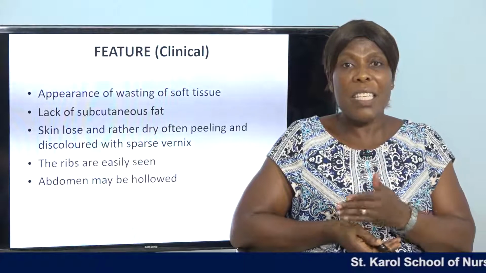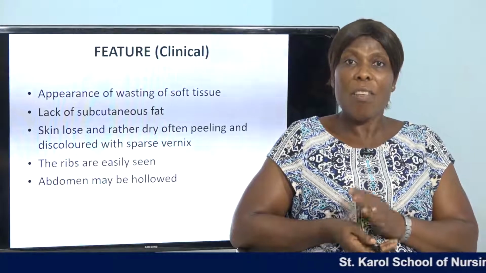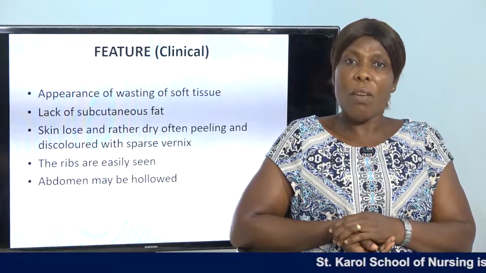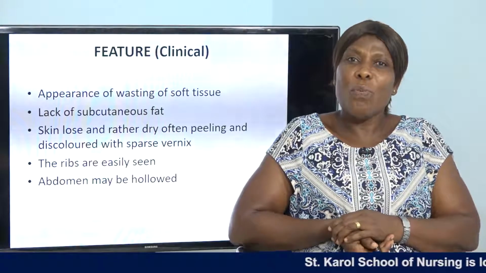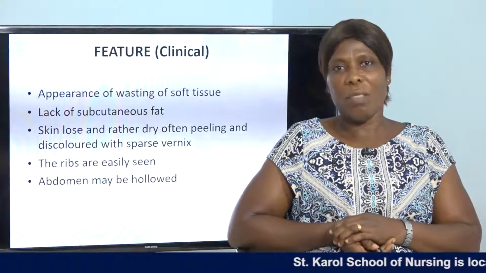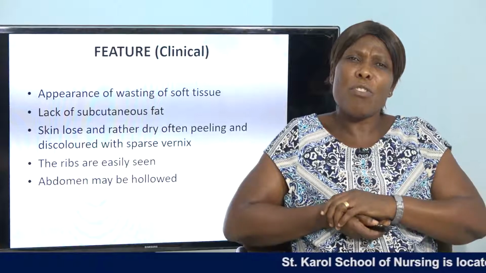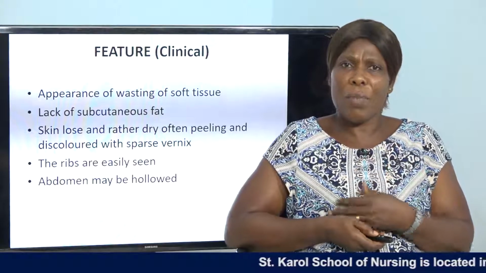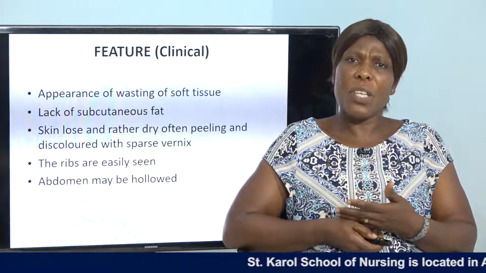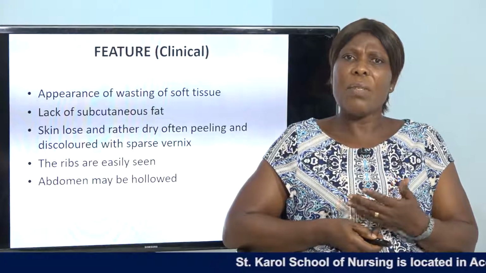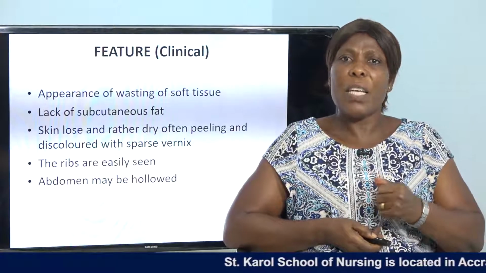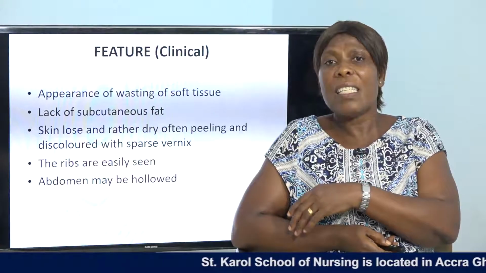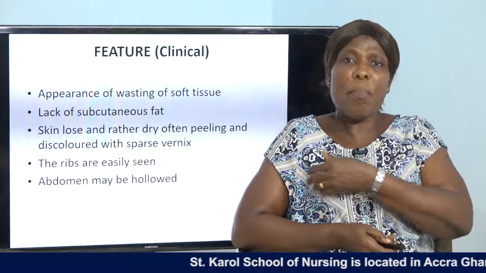So that the moment you see a light for date baby, you can easily tell that this is a light for date or small for date baby. The appearance of the baby: how does the baby look? They have wasting of soft tissues. The moment you see the baby is very small and limp, I mean, you see the wasting features, like a child suffering from marasmus. They also lack subcutaneous fat. The skin is very loose and rather dry, often peeling, like you see in post-dated babies.